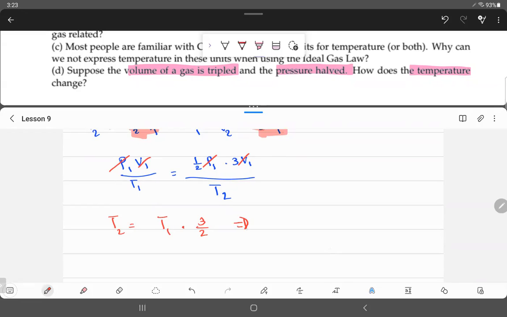So what does it mean? It means T2 will be equal to this. This is the effect on the temperature. The temperature is going to be 1.5 of the temperature 1. Okay?